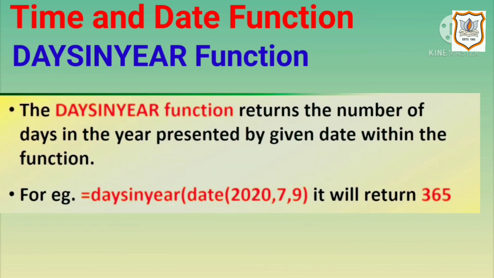The last function of the time and date functions is the DAYSINYEAR function. The DAYSINYEAR function returns the number of days in the year presented by the given date within the function. For example, equal to DAYSINYEAR(DATE(2020, 7, 9)). It will return 365.